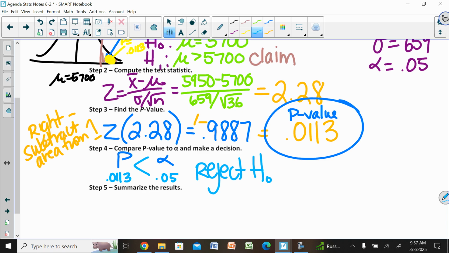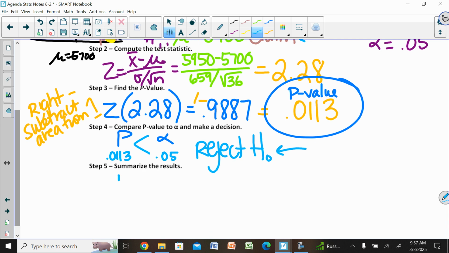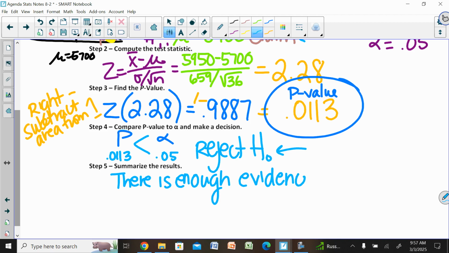Please write H sub 0 with your reject. So then I go to the table for the summary, and I notice that H sub 1 was my claim, and I rejected H sub 0. So I go to that little four-box table, and I notice that this is what I'm supposed to say. There is enough evidence to support the claim, and then I have to fill in the context.